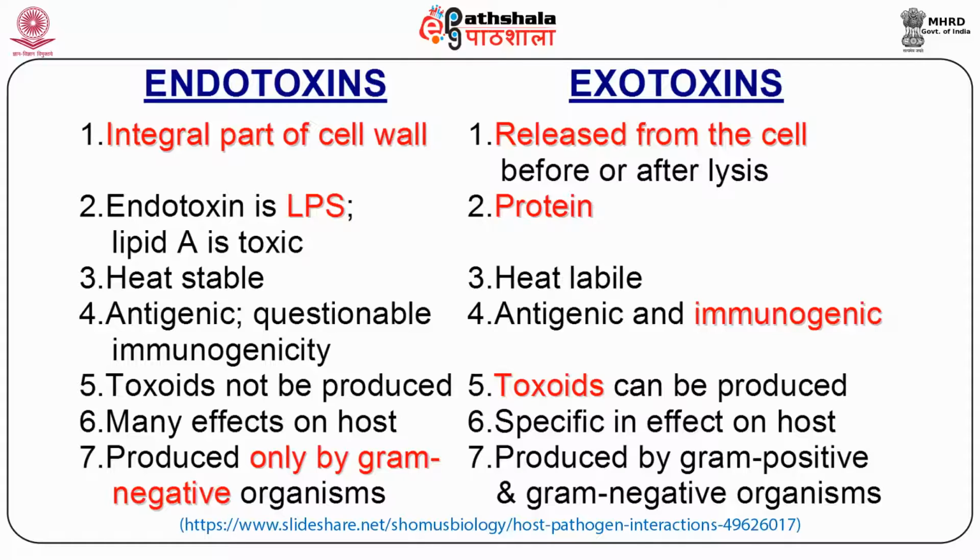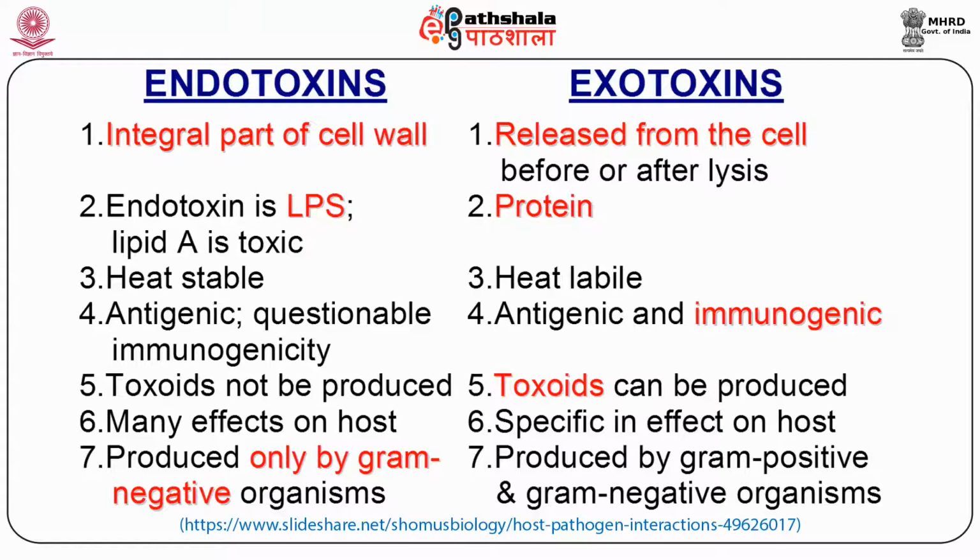whereas most of the exotoxins are protein in nature. Endotoxins are heat stable. They can tolerate temperature up to 100 degrees Celsius, whereas exotoxins are heat labile. They cannot tolerate temperature above 50 degrees Celsius. The antigenicity of endotoxin is questionable, so sufficient immune response is not generated against endotoxins, whereas exotoxins exhibit antigenic and immunogenic properties. That's why toxoids cannot be produced from endotoxin, but toxoids can be produced from exotoxin.